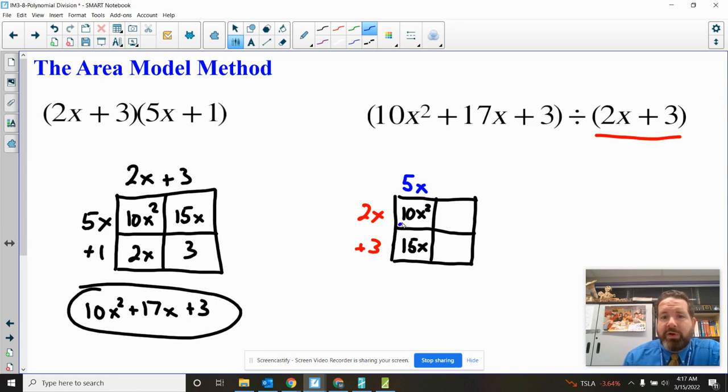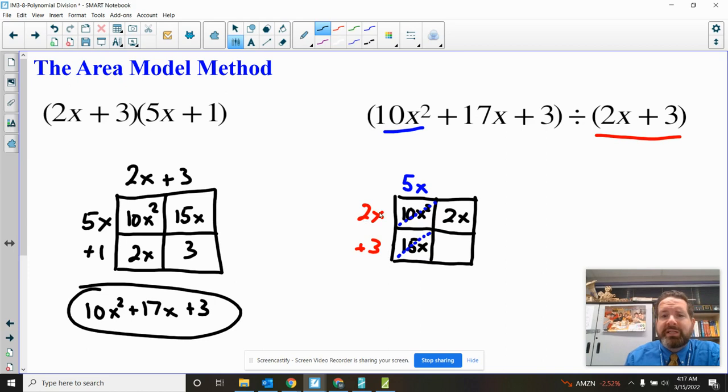So I now have all my x squareds taken care of. I have 15 of my x's taken care of, and I need 17 of them altogether. So how many are left? That means there are 2 others that are left. So I'm going to put that in this diagonal box, continuing this diagonal pattern, and do the same process.